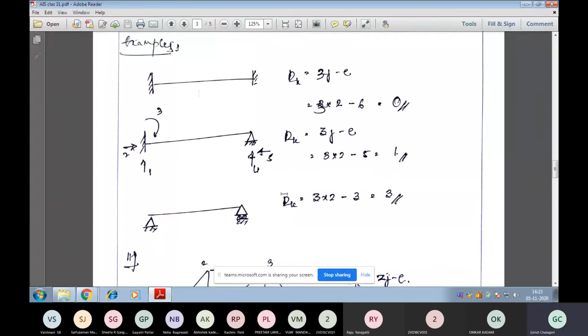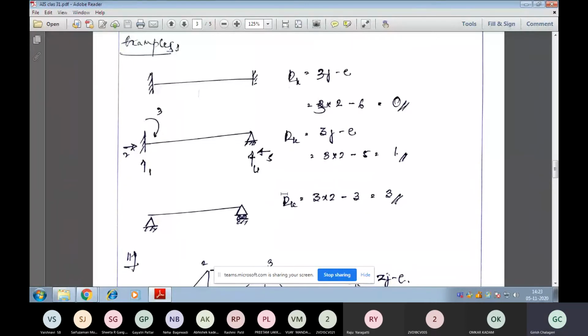Similarly, when we consider the second member, it is a propped cantilever, where one end is fixed and the other end can be hinged or roller. Here we are given a hinged support. So the number of unknowns is 5: 3 at the fixed point and 2 at the hinged point. So E equals 5 and j is 2. The formula for kinematic indeterminacy is 3j minus E, that is 3 into 2 minus 5 unknowns, which is 1. It means only joint B has freedom to rotate. That is the point here.